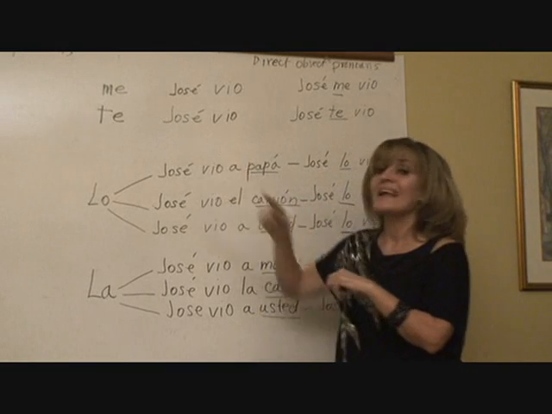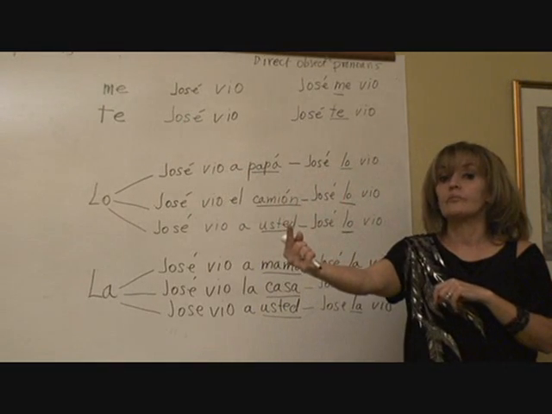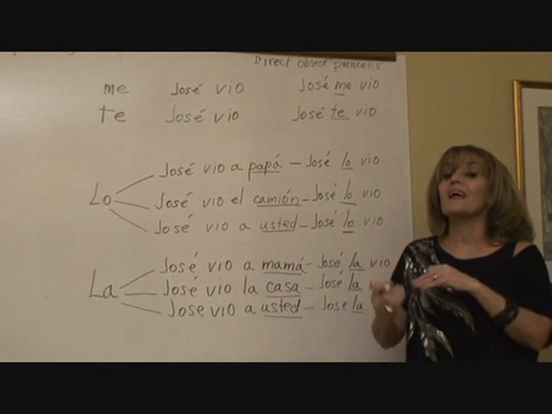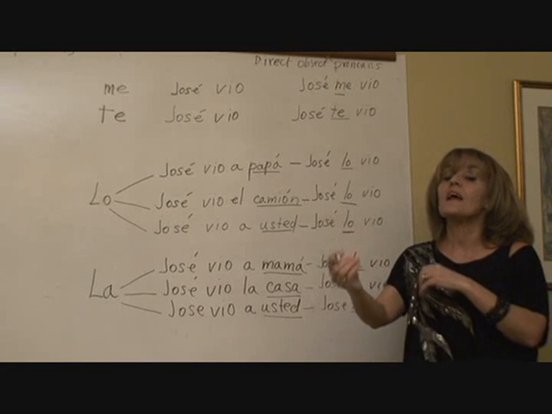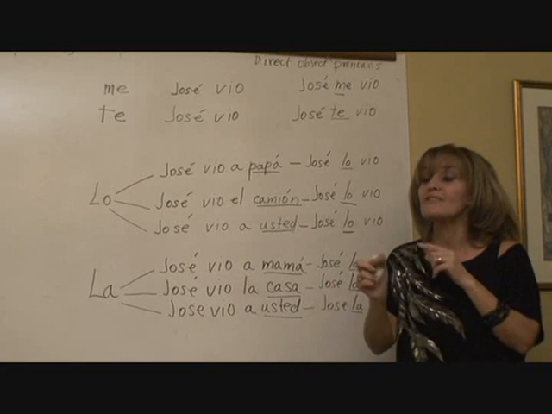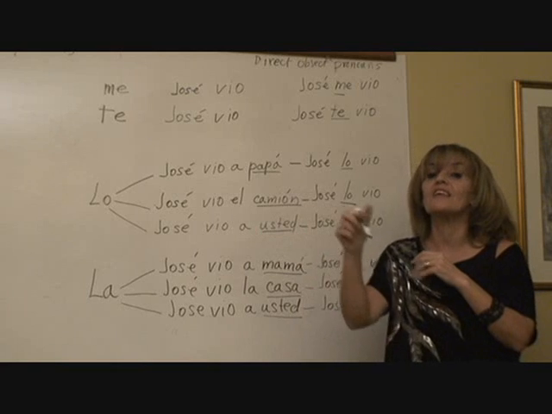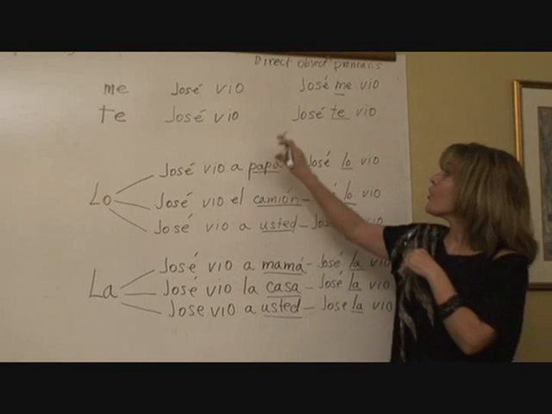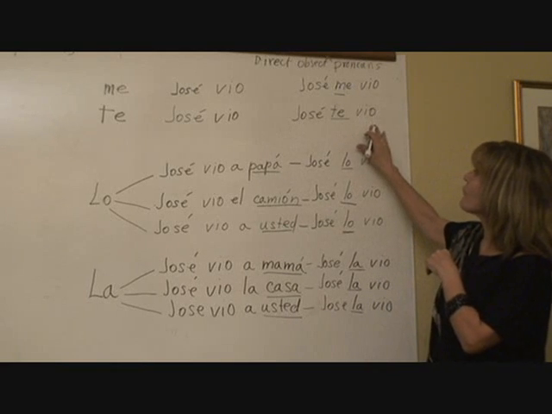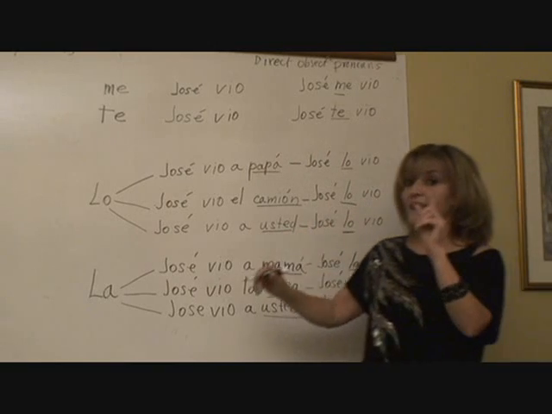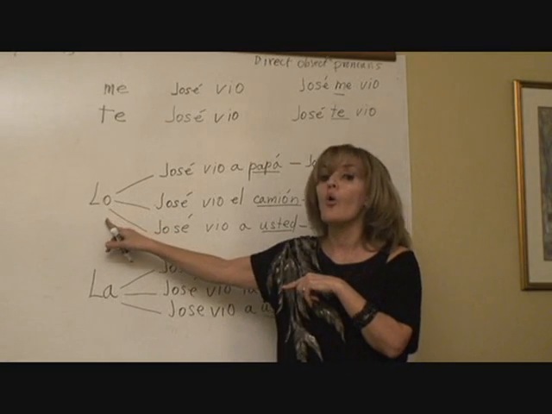So "Jose te vio." Jose vio a quién? Jose saw whom? You don't say tú, you say te. He saw you. "Jose te vio." The next one is lo.